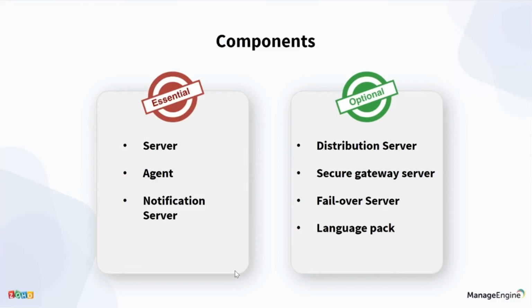When we look into the optional components, we have a distribution server, which serves as a repository for patches, software, and scripts that you have deployed to machines in the remote office. We can create unique replication policies for each location as per the bandwidth requirement. Then we have the secure gateway server. This is useful for managing machines which are not part of your LAN or your leased line. So this is to manage the machines which are on the open internet.